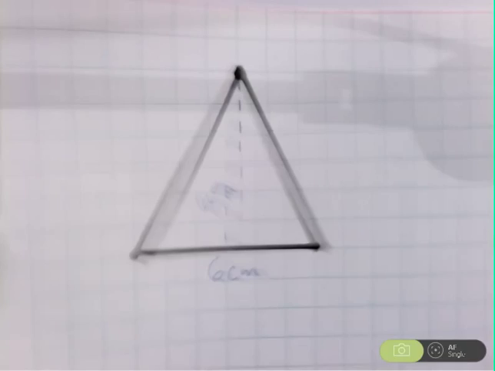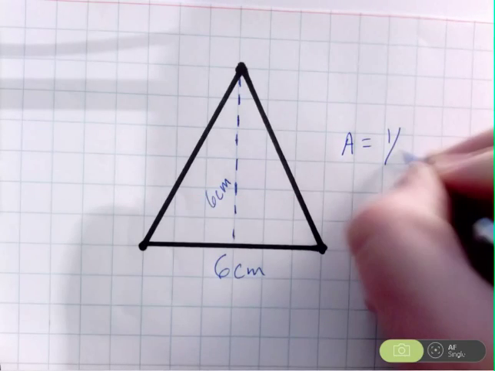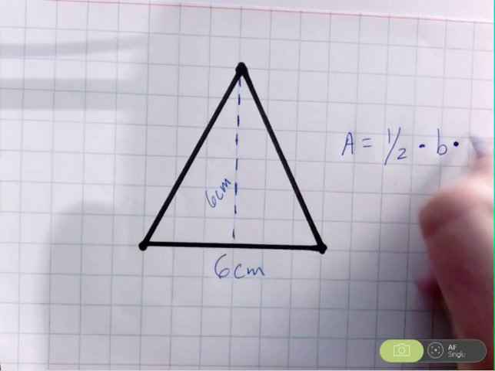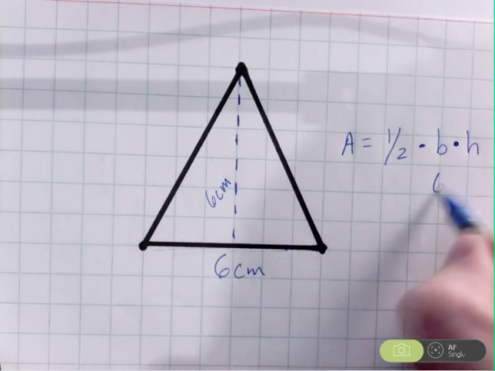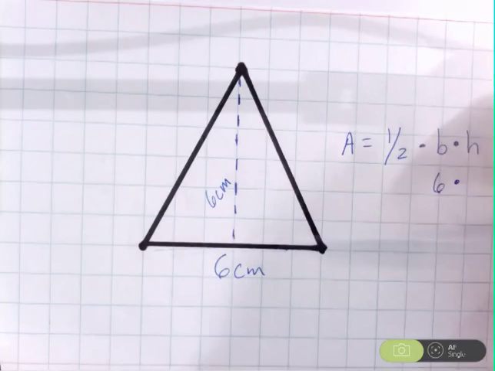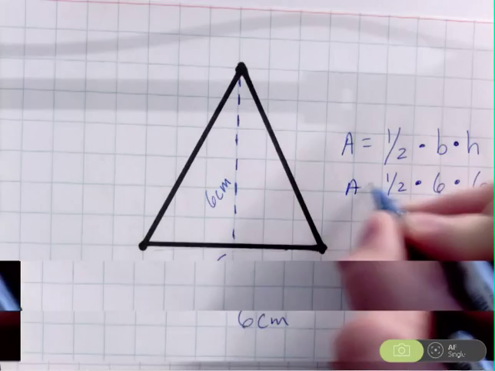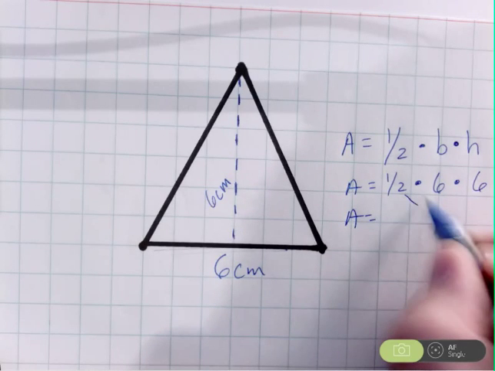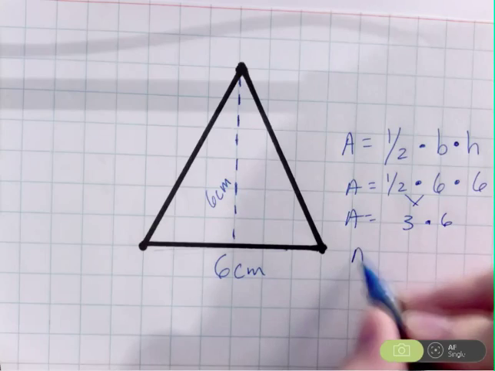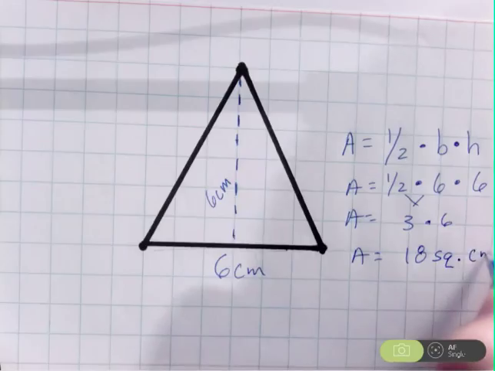Okay, so let's do another example with a triangle. This triangle here, if we do area equals 1/2 times the base times the height. The base of this triangle is right here, 6. Height of the triangle is here, also 6. So 1/2 times 6 times 6 would be half of 6 is 3 times 6. 3 times 6 is 6, 12, 18 square centimeters.